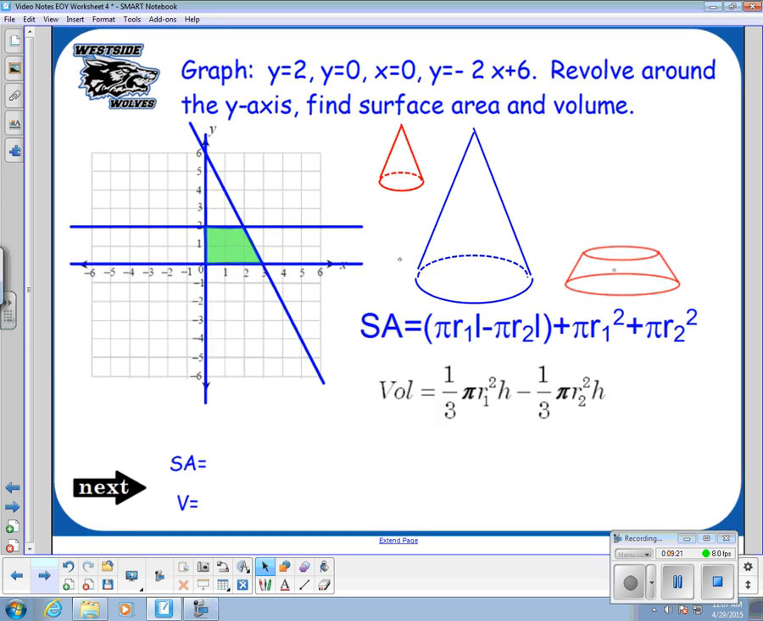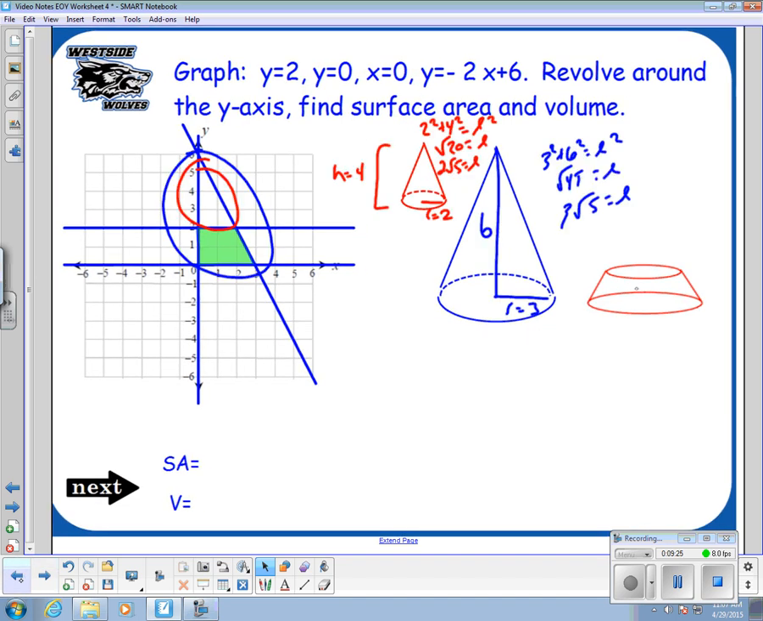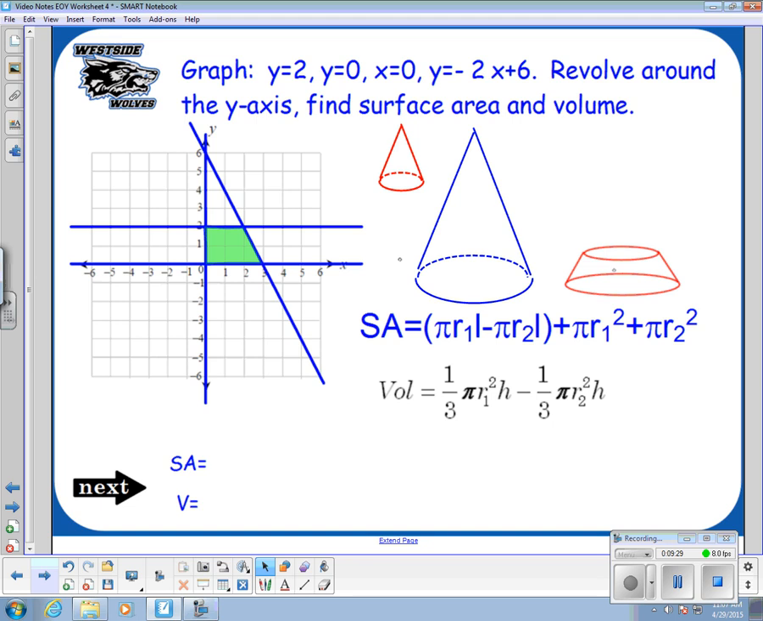All right, now here is the volume formula. So we have those numbers from before. I'm going to go back to those numbers right there. There's all your radiuses and your heights. And so I'm going to take those numbers and plug them into the volume formula.